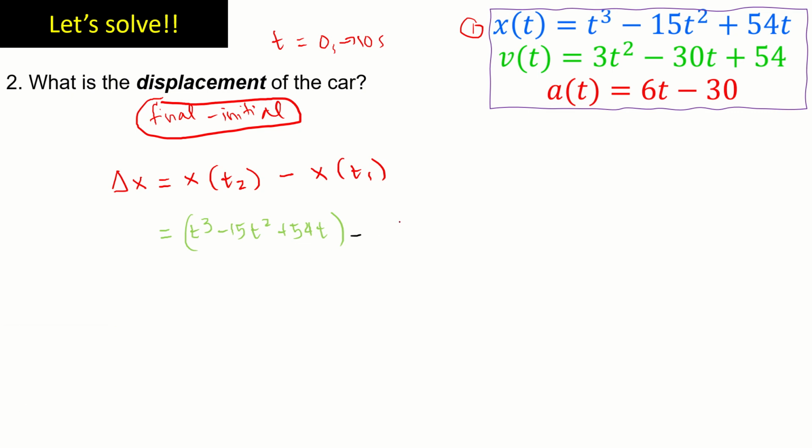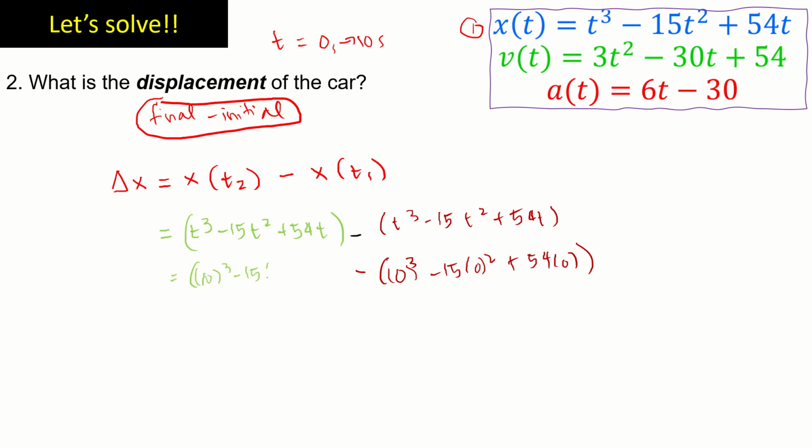subtracted by the value at t sub 1, which is still t cubed minus 15t squared plus 54t. So, let's input the values. Here, t sub 1 is 0: 0 cubed, minus 15 times 0 squared, plus 54 times 0. Okay? And then, the final value is 10 raised to 3 minus 15 times 10 raised to 2 plus 54 times 10.